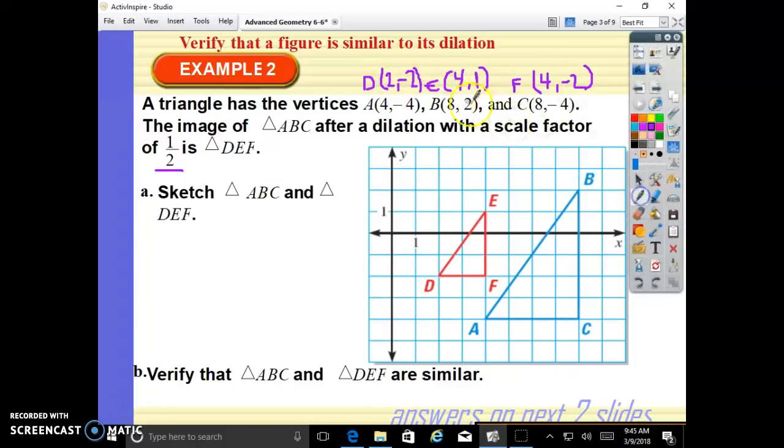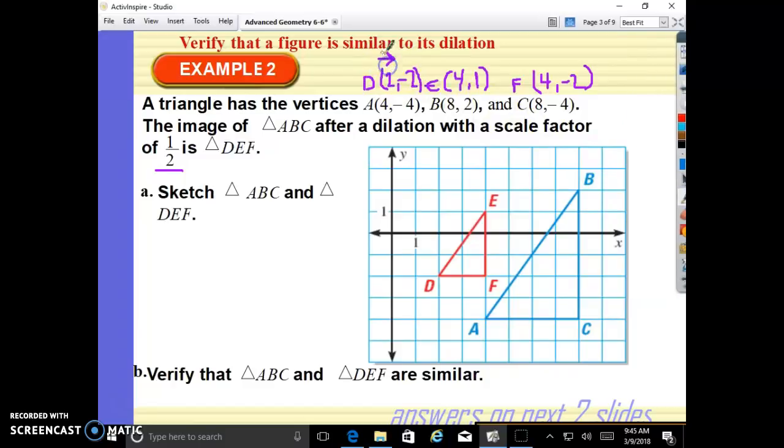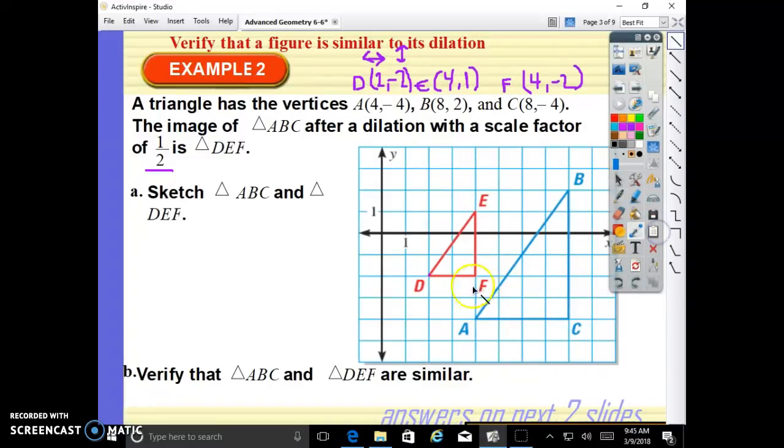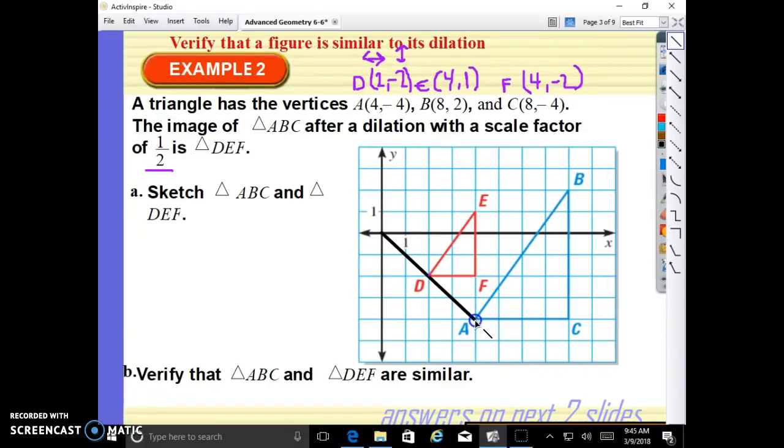So we're going to plot our originals and our images. Remember, you must always get into the elevator before you can go up or down. So you go over to 2, down to negative 2, plot your point, and so on. Once again, when we compare the distance from the origin to A, half of that distance is our image point because it's half as far. The scale factor is 1/2.